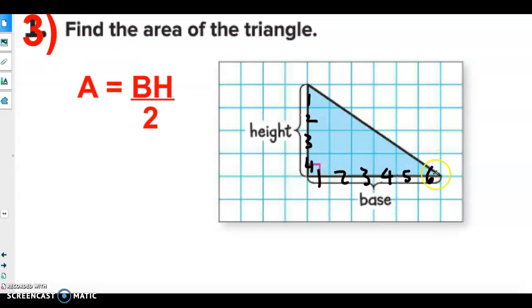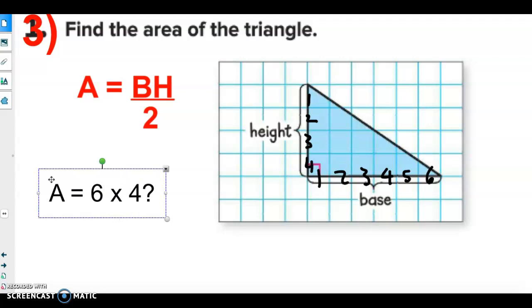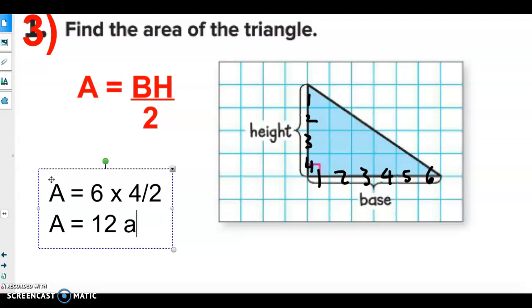Here, the base is 6, the height is 4. So the area equals 6 times 4 divided by 2. So that means 24 divided by 2 is 12, and it's square units.